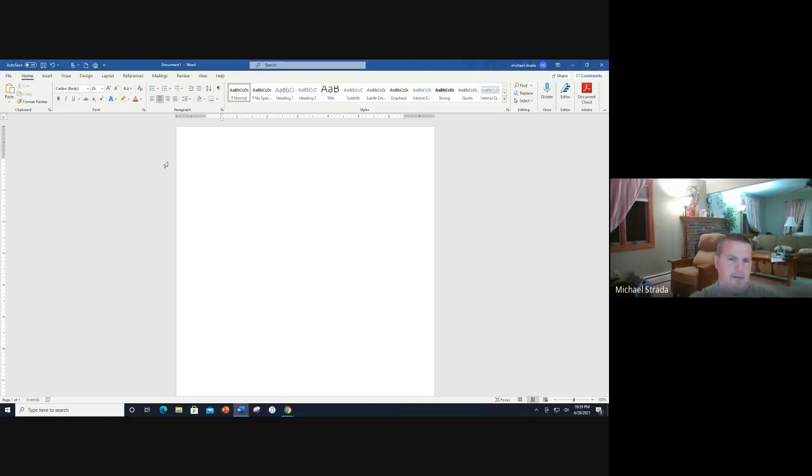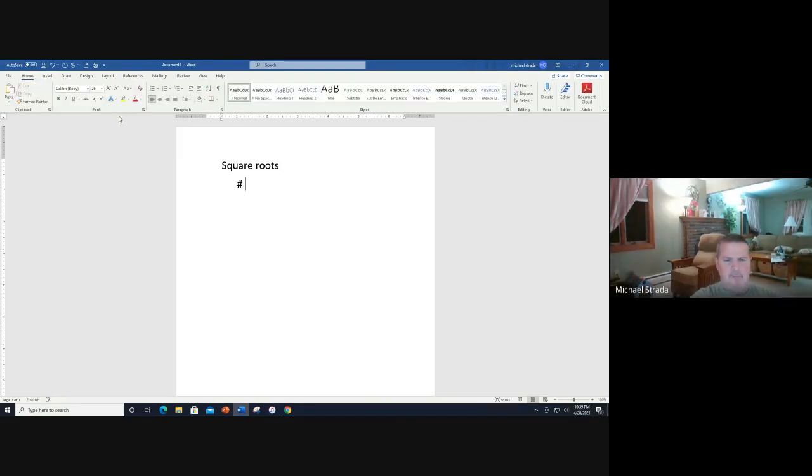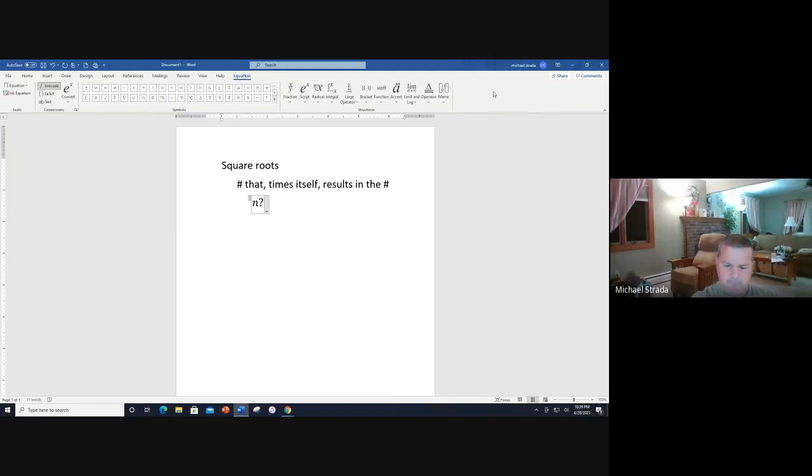All right, Module 10 deals with square roots. You have to remember that the square root of a number is defined as the number that times itself results in the number. Now, when n is greater than 1, the square root of n is always less than n. So that's what gives us the guidance. For example, if n was 9, the square root of 9 is 3.